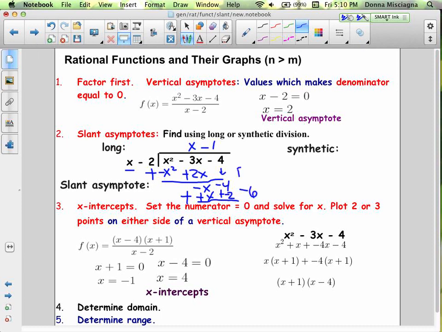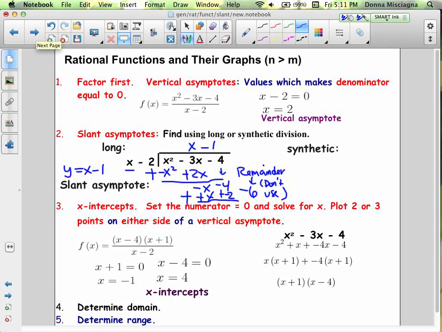This is your remainder. You don't care about it. It doesn't matter. You're going to get a remainder. Matter of fact, the only way you wouldn't get a remainder is if you could have factored and canceled something. So you don't care about the remainder. All right? So what we do care about is our equation here. And it is going to be a y equals, right? So it is going to be the equation of a line, y equals x minus 1. So that's going to be our asymptote, and we're going to graph that one.